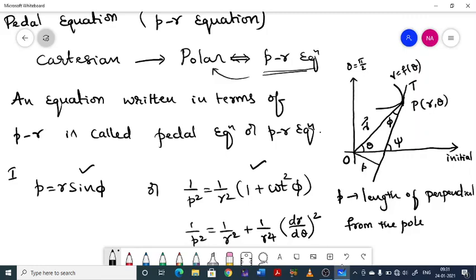So any equation that can be written in terms of r and theta can be represented in terms of r and p. So theta is replaced by p. Such an equation which can be written in terms of p and r is called a PR equation. To write the given equation in terms of p and r, we have to use these two formulas.